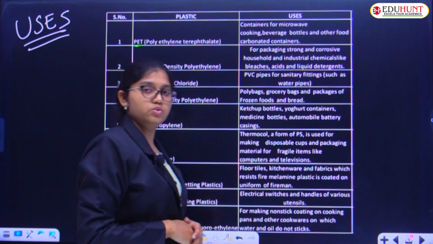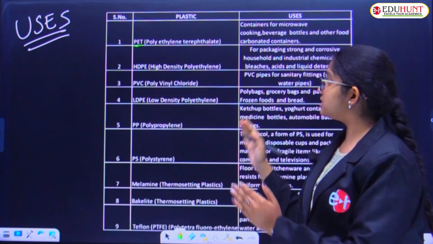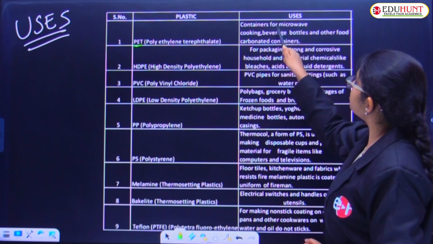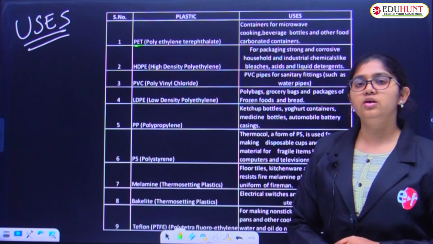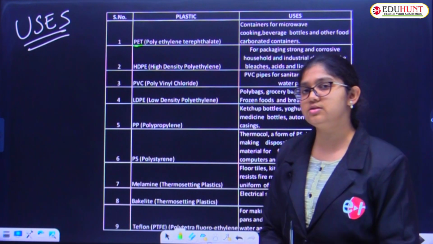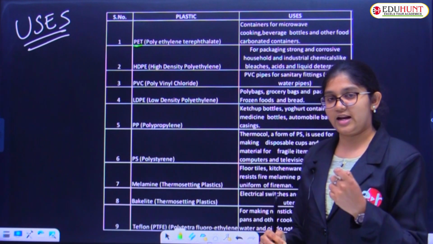And how is it used? This particular plastic is used for containers for microwave cooking. You use it now for baking cakes. All these items we put in the microwave oven.